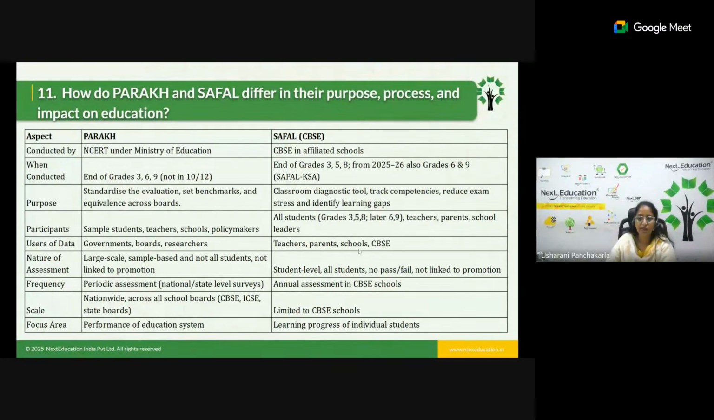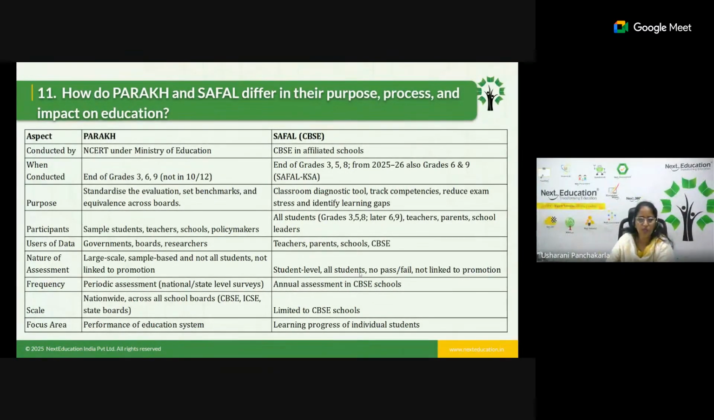And here teachers, parents, schools and CBSE are involved, because this is completely CBSE oriented. Just that is the thumb rule. This is CBSE oriented, whereas PARAKH covers all the boards all over India. Nature of assessment: large scale, because it's a complete survey, sample based, with limited students taken, and it is not linked to the promotion of the student from one grade to another.